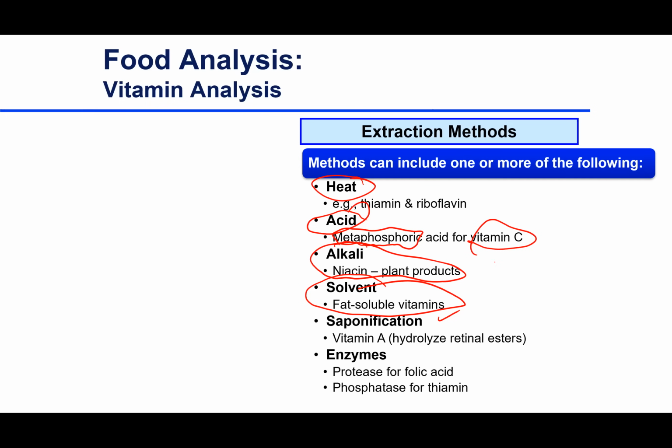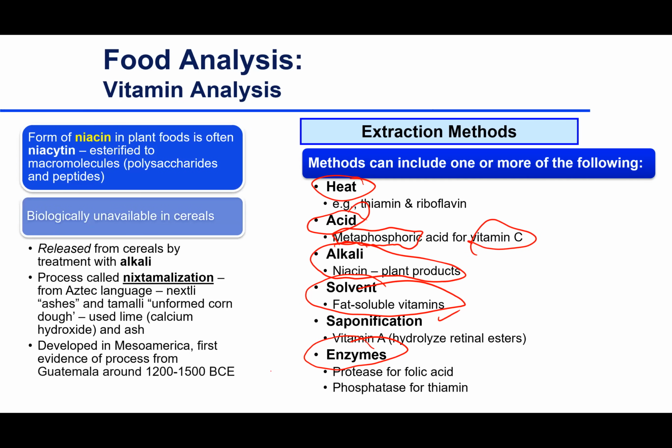And then enzymes are necessary in some cases. Proteases for folic acid to release it from the protein that it's tightly bound to. So we use proteases. And then thiamine is usually present as thiamine diphosphate. So we have to get rid of the phosphate groups. And we do that using a relatively broad specificity phosphatase. So again, you have to understand the vitamin and something about its metabolism in the food in order to know what sort of extraction procedures you need to apply.